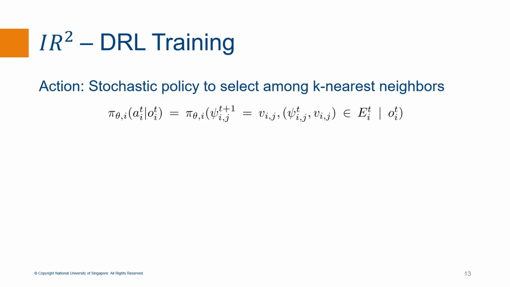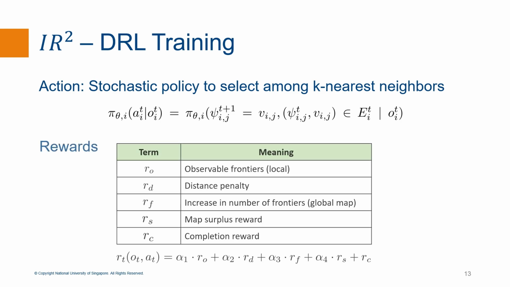The action generated is from a stochastic policy chosen from k nearest neighbors. The reward function encourages exploration based on discovered frontiers, penalizes distance traveled, encourages backtracking along map surplus A-star paths, and gives completion rewards for fully exploring the environment.